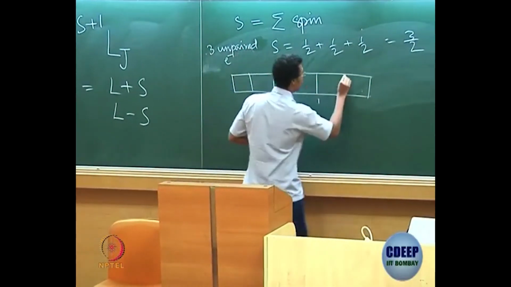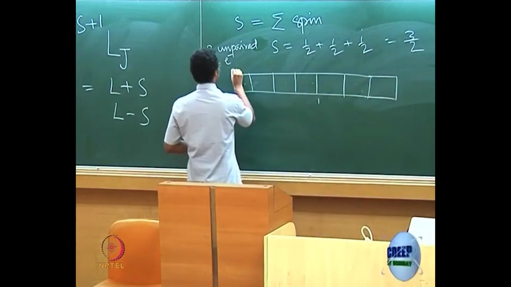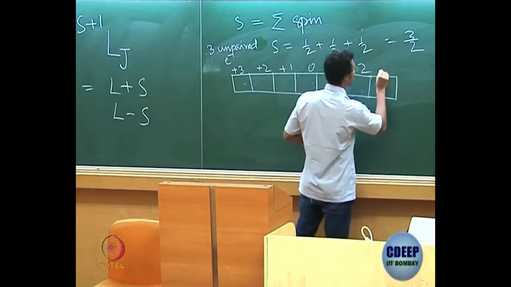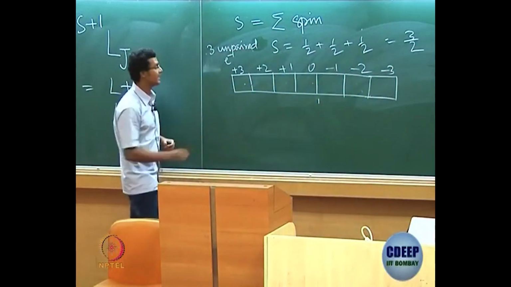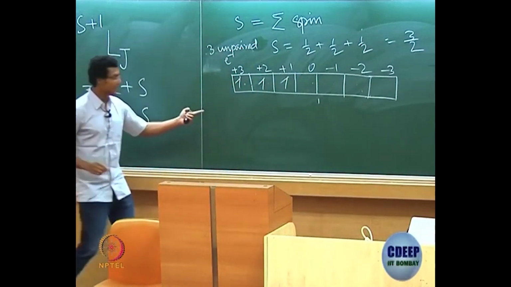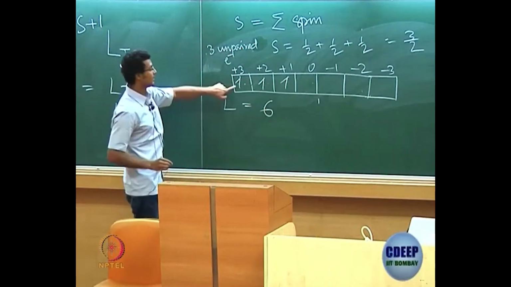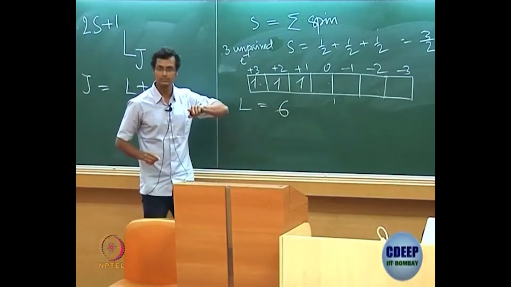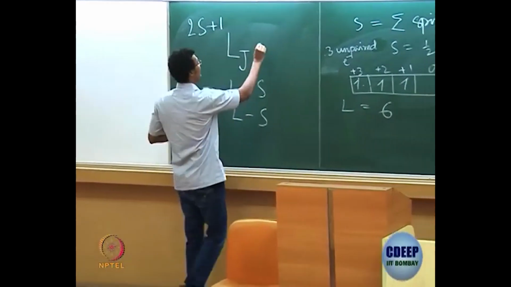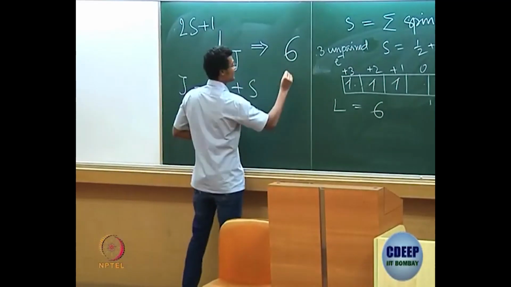so these are your f orbitals, 1, 2, 3, 4, 5, 6, 7. So ml values are plus 3, plus 2, plus 1, 0, minus 1, minus 2, minus 3, right? 3 unpaired electrons simply means ml maximum, 3 plus 2 plus 1. So L equals 6. Therefore, for the 3 unpaired electron case, you have this L value of 6.